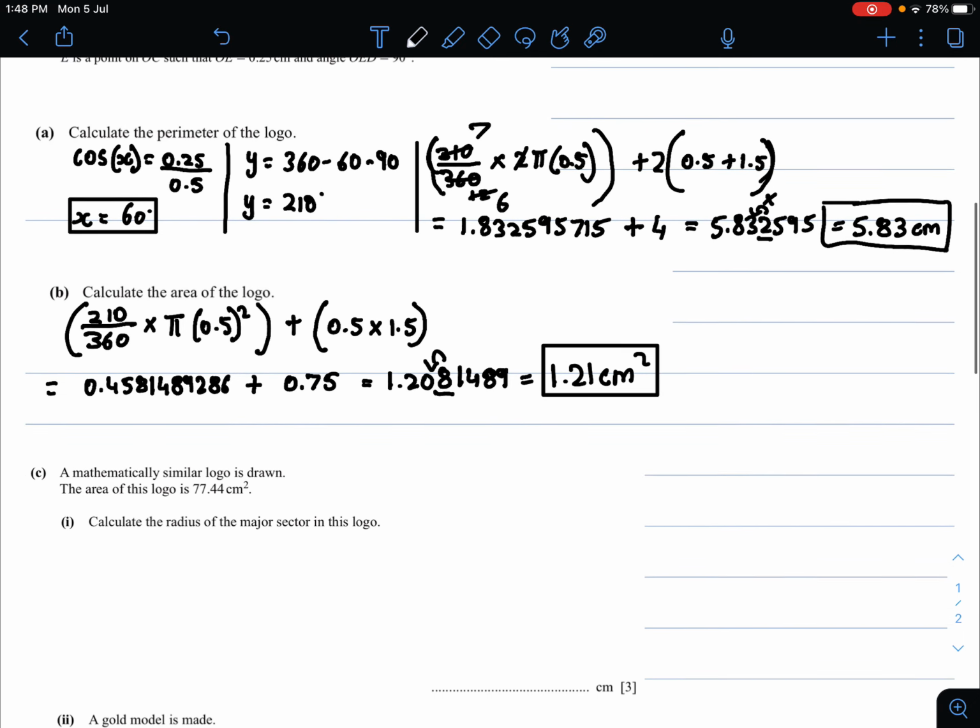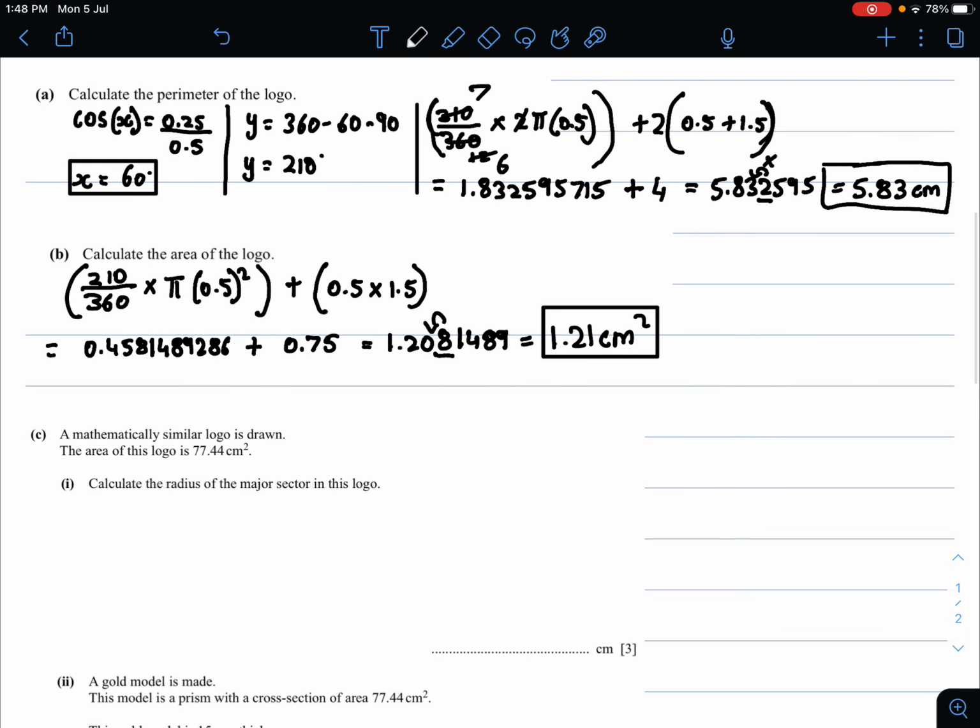Now let's move on to part C. A mathematically similar logo is drawn. The area of the logo is 77.44 centimeters square. Calculate the radius of the major sector in this logo.